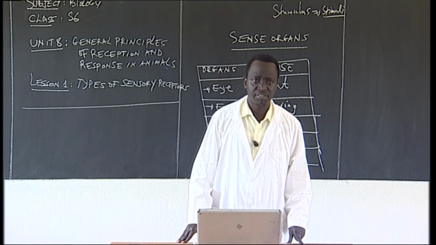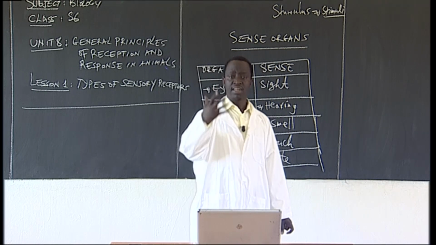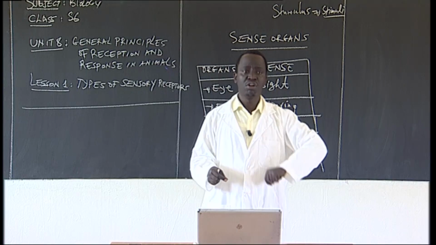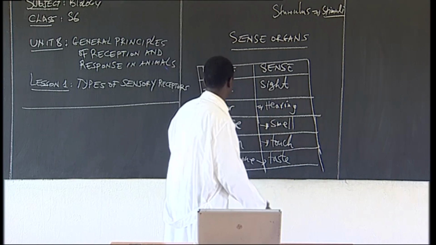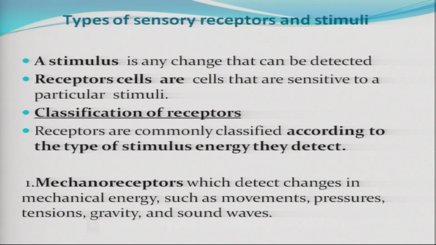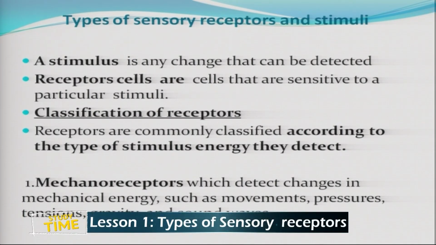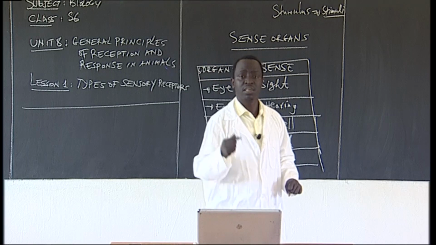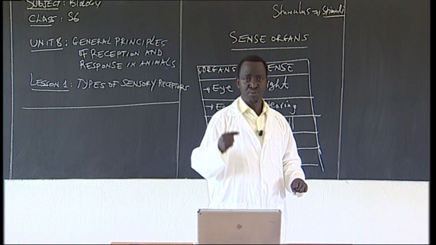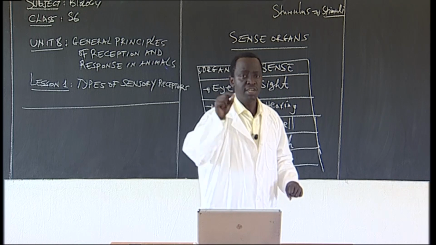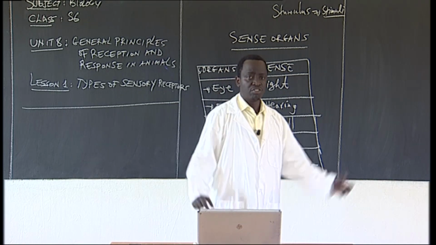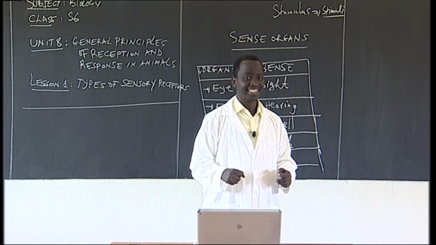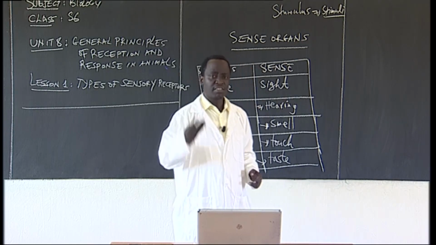Now, we have what you call receptor cells. What are receptor cells? Those are the cells that are sensitive to a particular stimulus. Those are what you call receptor cells. They are found in those sensory organs. They are the ones that will receive the stimulus. We will know that there is a change in our body. Are you getting what receptor cells are? We can see examples of these receptor cells.